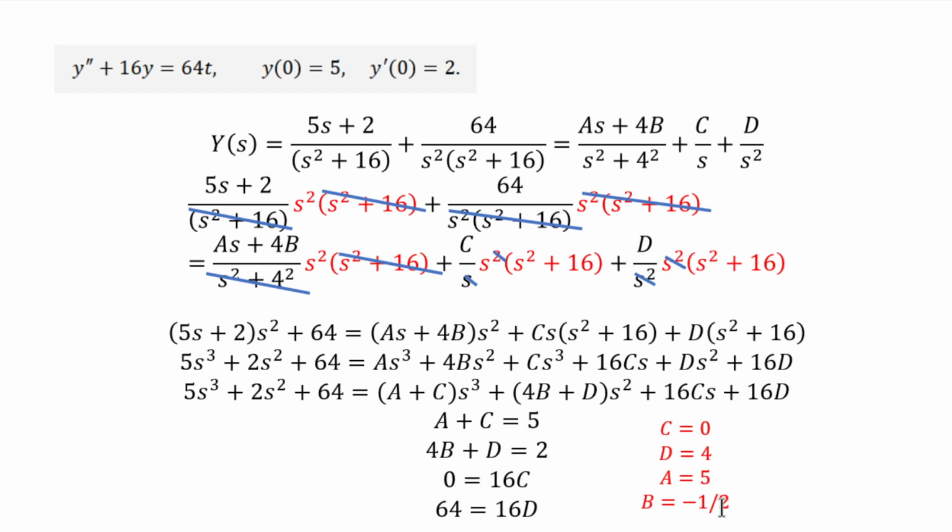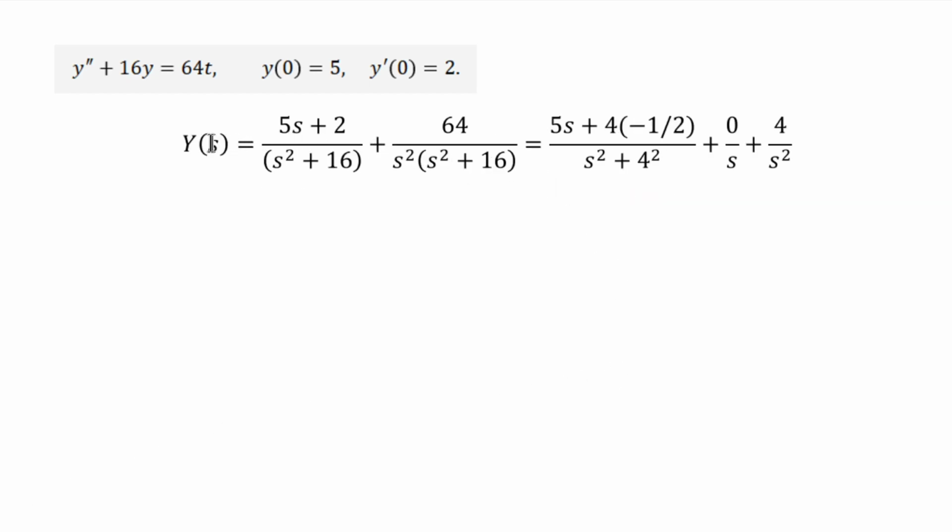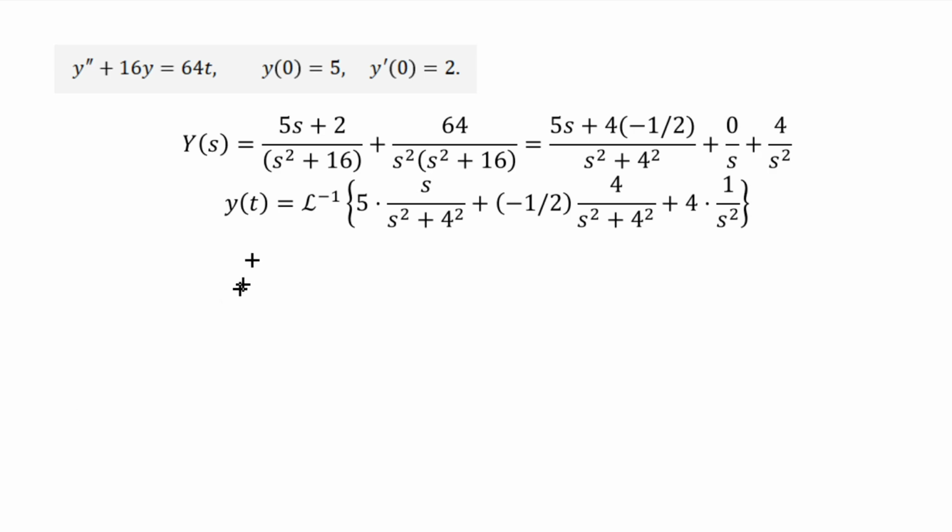So you have these numbers, which can now be plugged back into the original form. And therefore, this is what we get. We get that Y of s, which was found to be this one, can now be written in this format. And therefore, y of t, which is the Laplace inverse transform of this, you can rewrite it as 5 times s over s squared plus 4 squared, right? And then negative 1/2 times 4 over s squared plus 4 squared, and this is gone, and then you have 4 times 1 over s squared.